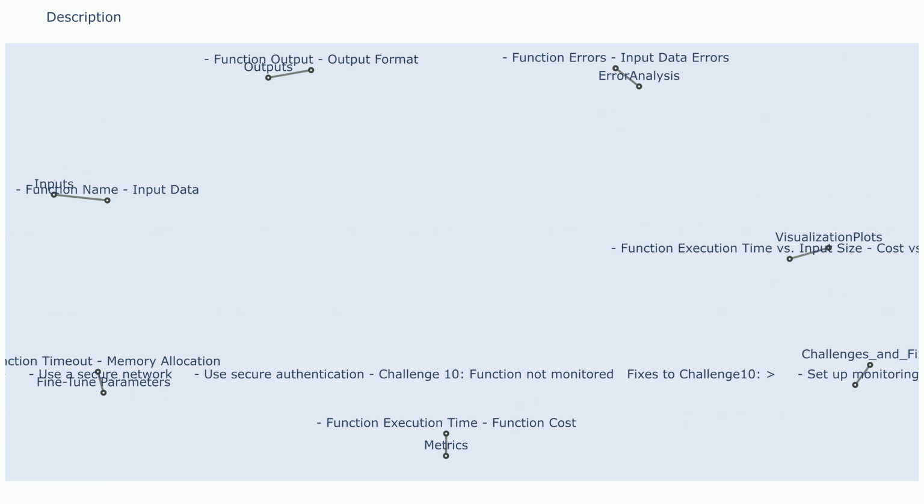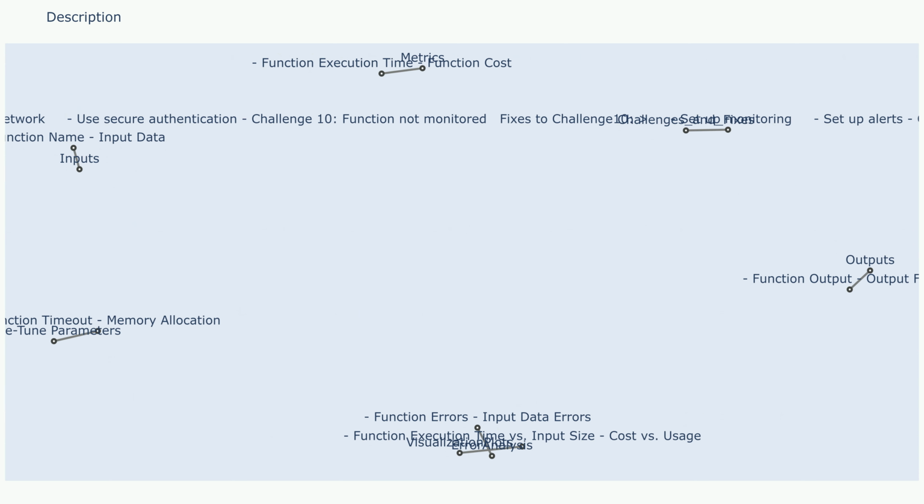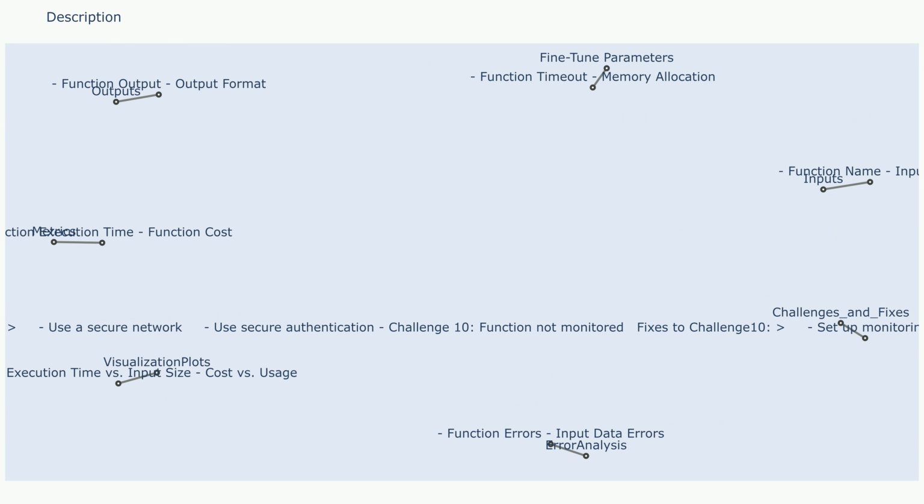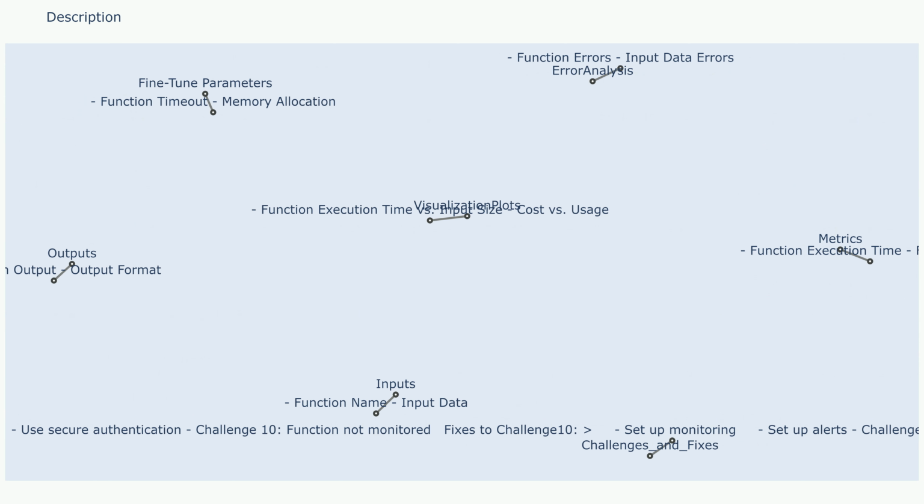Steps. Create a parameters schema object. Set the input and output parameters for the function. Use the function's utils class to create and validate function calls. Metrics. Function execution time, the time taken to execute the function. Visualization plots. Function call graph, a visual representation of the function call hierarchy. Fine-tune parameters. None. Uncertainty methods.